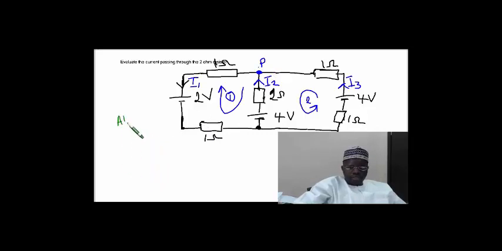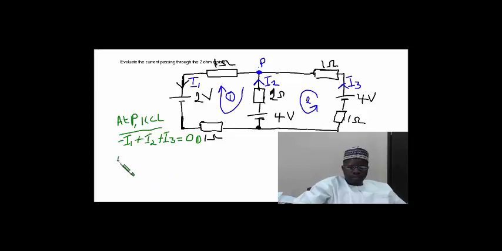So at P, we write KCL, Kirchhoff's current law. We have to also adopt one thing: current coming, in this case, I want to take as positive, current leaving negative. So my current leaving is I1, so it's negative. I2 is coming to P, so it's positive. And I3 is positive also because it's coming to the junction. So -I1 + I2 + I3 = 0.